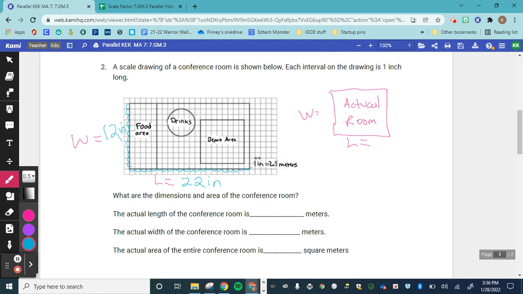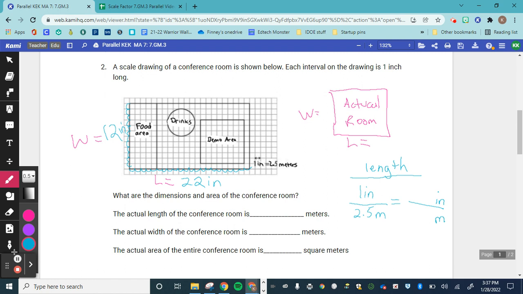Now I'm ready to set up my proportions. I have to use a different proportion for both the length and the width. So I'm going to be setting up two different proportions. But my scale factor is the same in both. So they tell me that the scale factor is 1 inch equals 2.5 meters. Since I'm given the labels, I'm going to use them to make it easier. So I know that I have to have inches on top and meters on the bottom because that's how I was given the ratio, inches to meters. And I'm starting with the length.